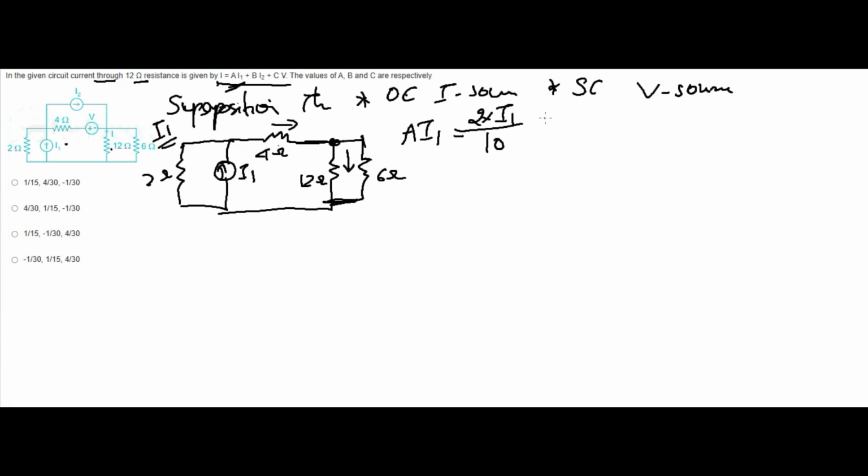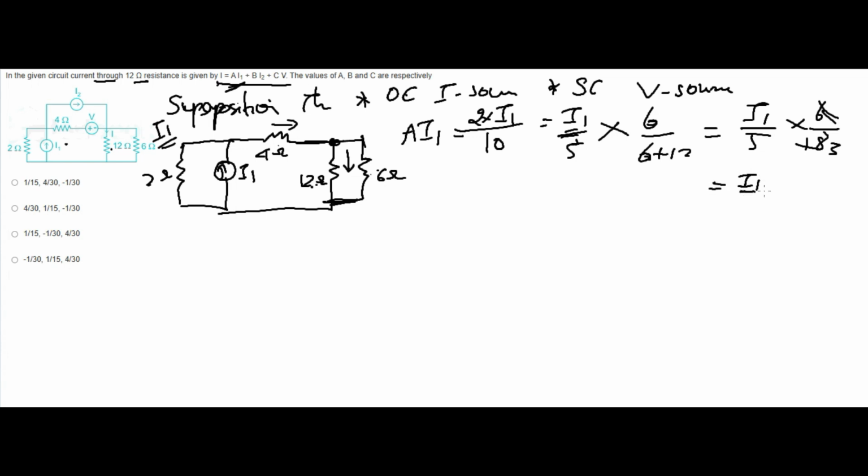So 4 and 6 get added, it is equal to I1 by 5. Is it right? I1 divided by 5 in this way. So A1 is equal to I1 by 5 into, for this one, the opposite is 6, right? So into 6 divided by, for this 12, 6 plus 12 you have to make, it is not 6 parallel 12. So this is equal to I1 divided by 5 into 6 divided by 18. So I can make it 3, which is equal to I1 divided by 15.